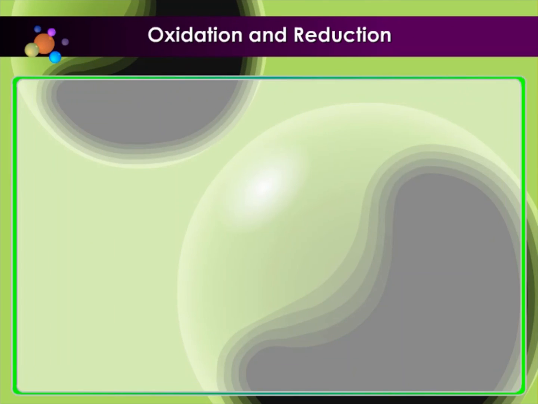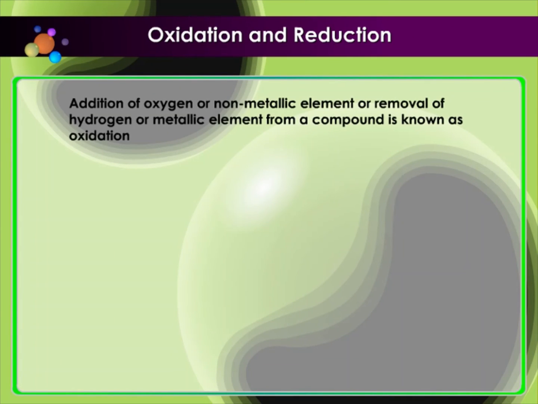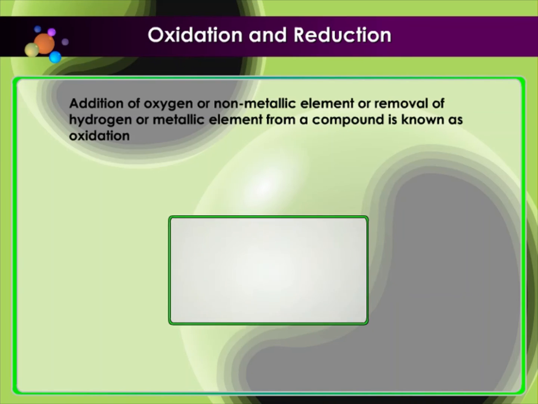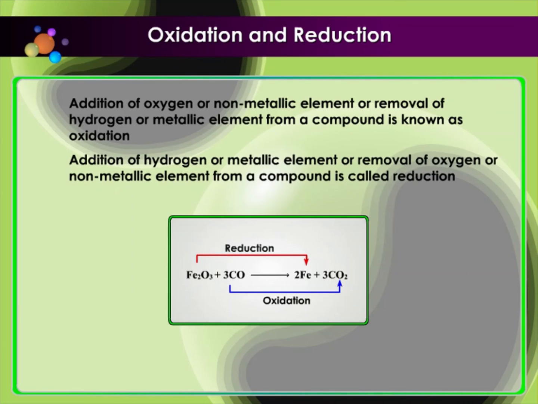Let's move to oxidation and reduction. The addition of oxygen or non-metallic element, or removal of hydrogen or metallic element from a compound, is known as oxidation, whereas addition of hydrogen or metallic element, or removal of oxygen or non-metallic element from a compound, is called reduction.